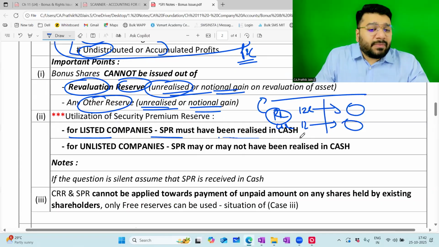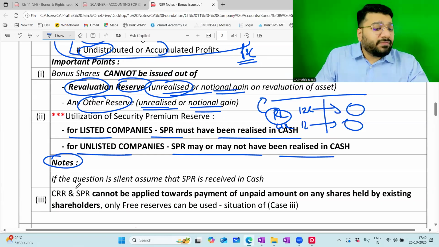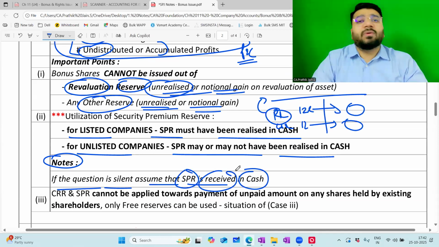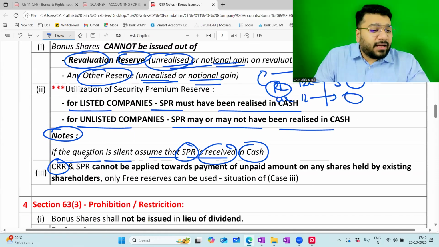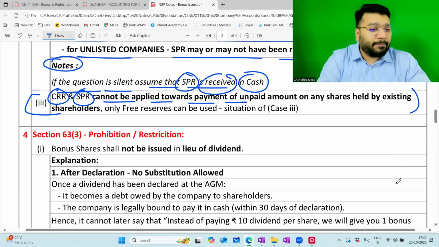For a listed company, SPR must have been realized in cash. For an unlisted company, both are fine. Note, if the question is silent, what will you assume? SPR received in cash is what you will assume. Okay or not okay? CRR and SPR cannot be applied towards payment of... Okay, this point I meant to discuss. This is what I'll discuss today.